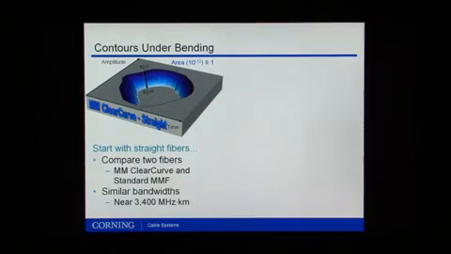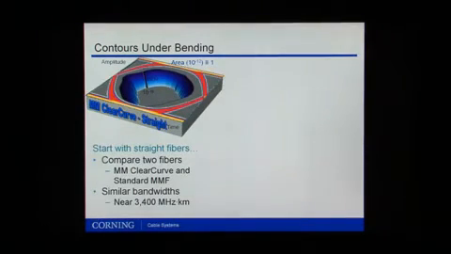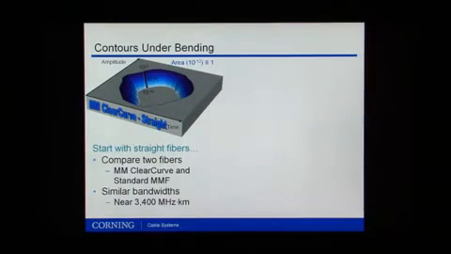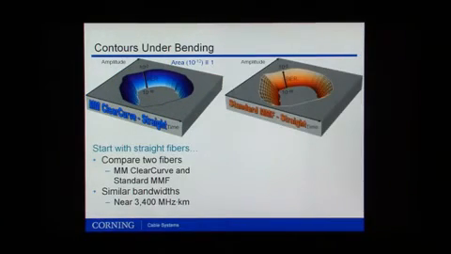We can take these contours and compare fibers as they're bent. First, we see a multimode ClearCurve fiber that's straight. This shows bit error rate versus amplitude and time. The eye overlaps the contour like this. We can compare that to a standard multimode fiber. We see that the contours are almost identical, indicating that these fibers have very similar bandwidths.